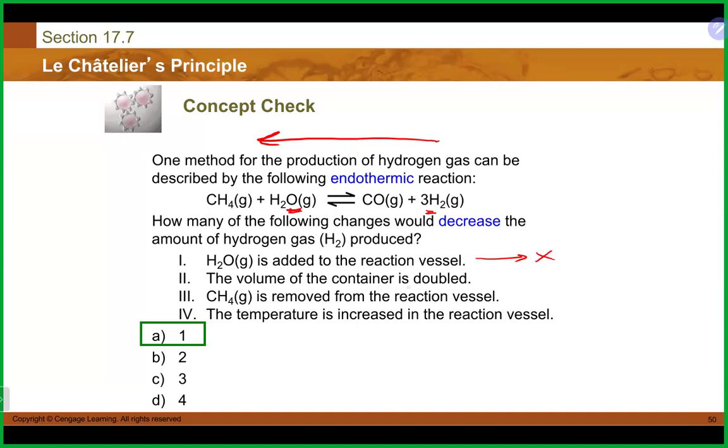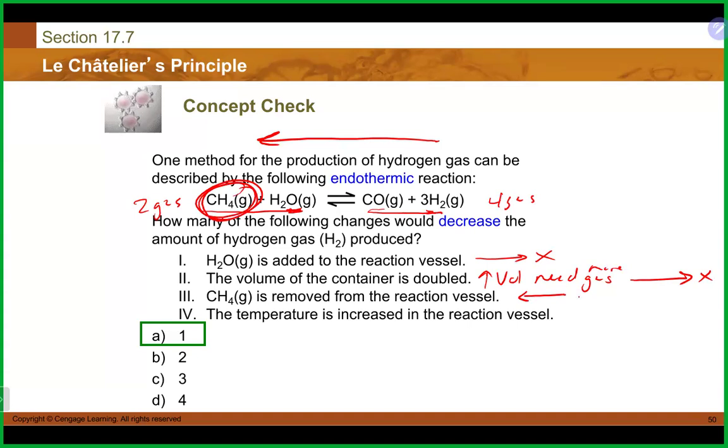The volume of the container is doubled, so we increase the volume. We need more gas molecules. And over here on this side, we have 2 gas molecules. And over here, we have 3 and 1, which is 4 gas molecules. So this would cause it to shift to the right because we need more. That's not going to do it. CH4 is removed. If we remove something which is on the left-hand side, it should go towards it, and it would cause the equilibrium to shift to the left. So that's going to do it.